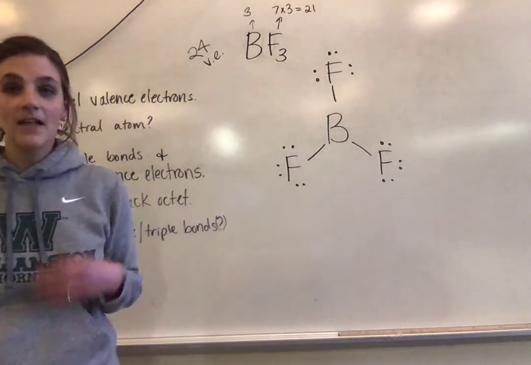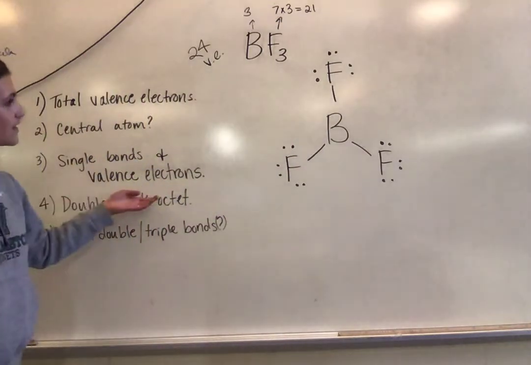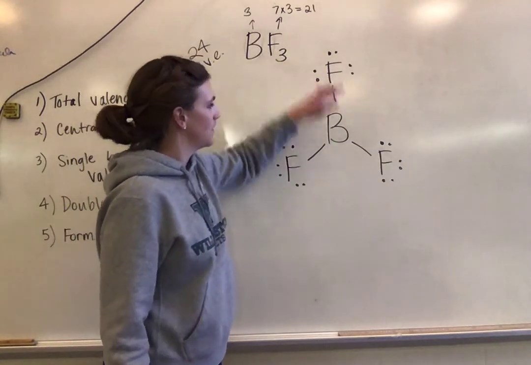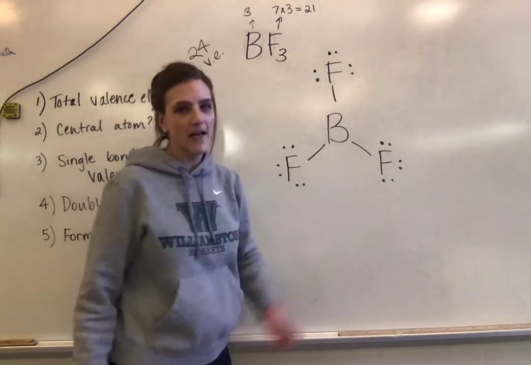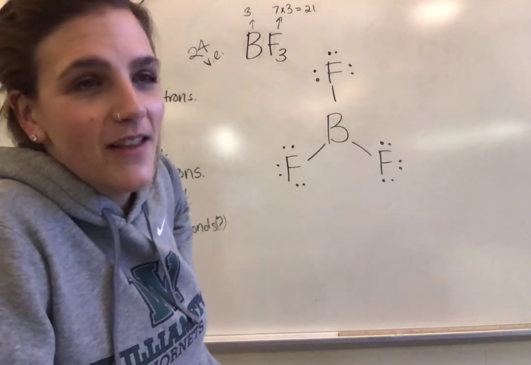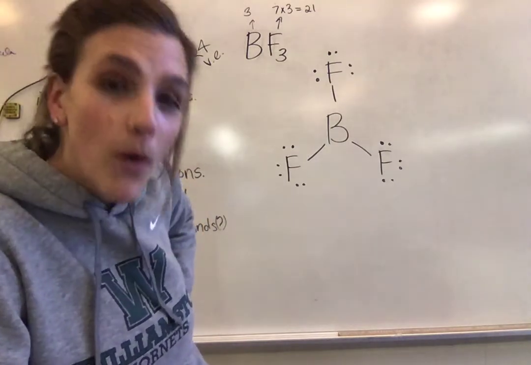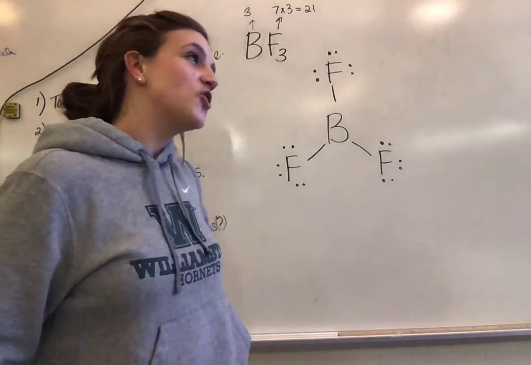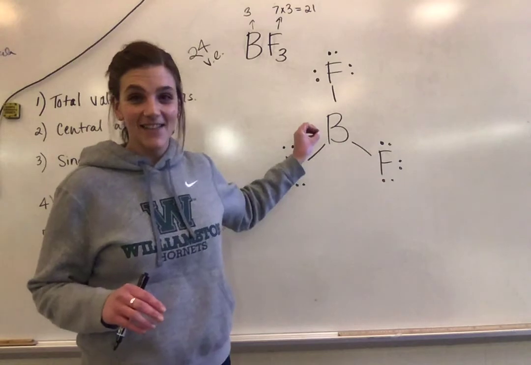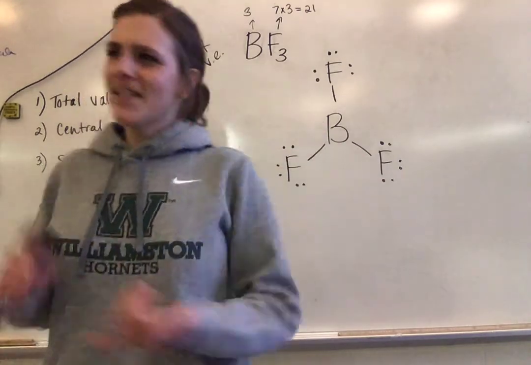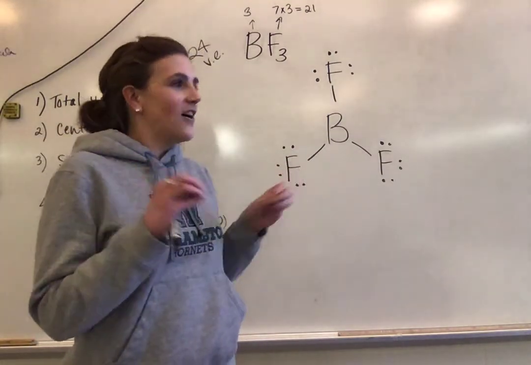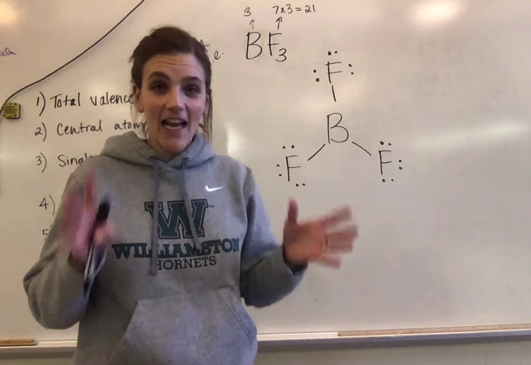Okay, it's good. And then we check our octets. So fluorine, 2, 4, 6, 8. This fluorine, same deal. This fluorine, same deal. And then we look at boron. And welcome to chemistry, the world where things make sense, but then they don't. Boron is one of, I think, 2 elements that is happy with only 6 valence electrons. I think it's boron and aluminum that are just happy without having 8 valence electrons.